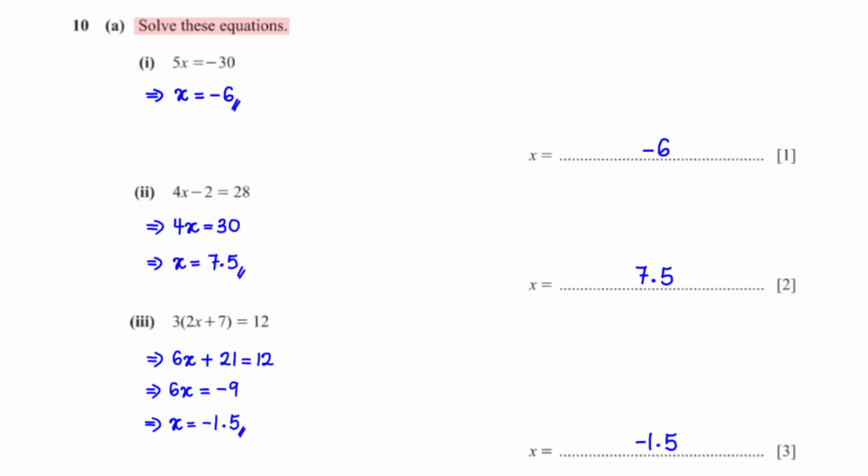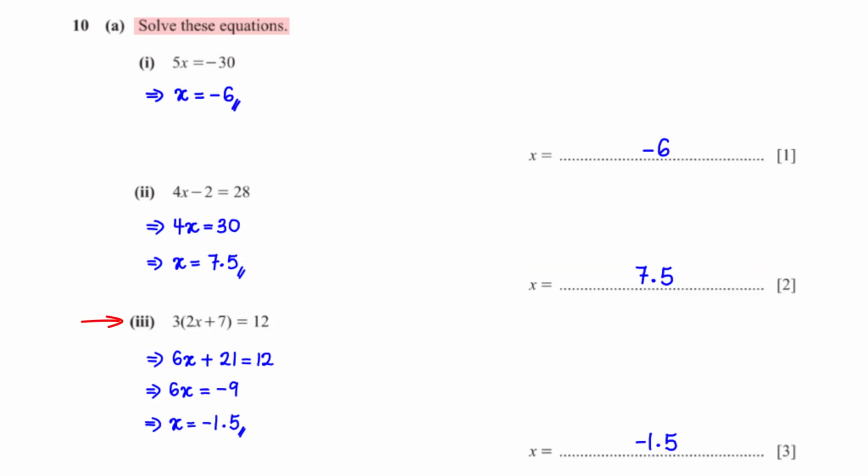Solve these equations. 5x = -30. When we divide both sides by 5, we get x = -6. Solve 4x - 2 = 28. When we add 2 to both sides, we get 4x = 30. And when we divide both sides by 4, we get x = 7.5.